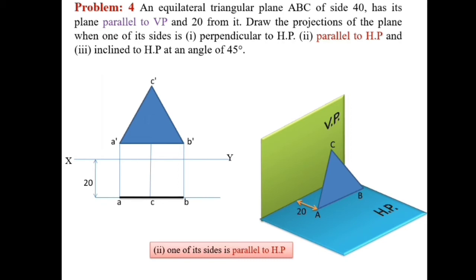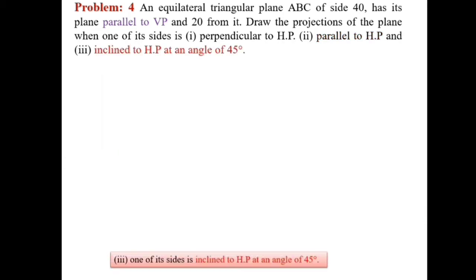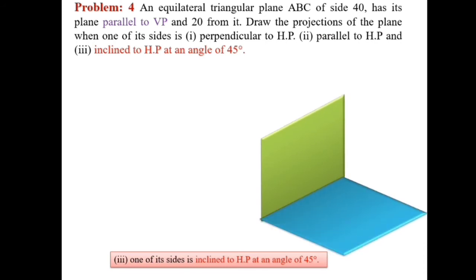Next, in the same problem, the third method: inclined to HP at an angle of 45 degrees. One of the sides is inclined to HP at an angle of 45 degrees. So now you see that in this equilateral triangle, one of the sides is inclined to HP. That means AB is one of the sides, and that AB side is inclined 45 degrees to HP. So this figure we are going to draw now.